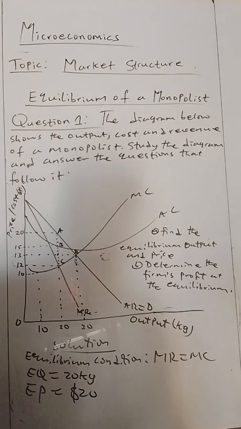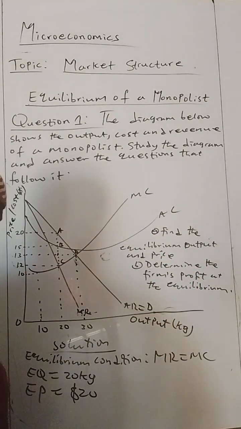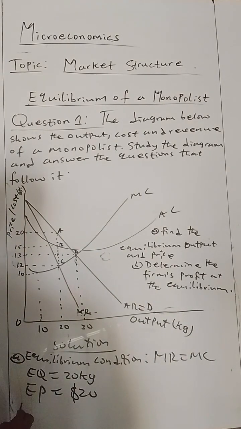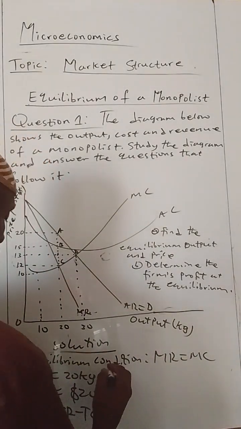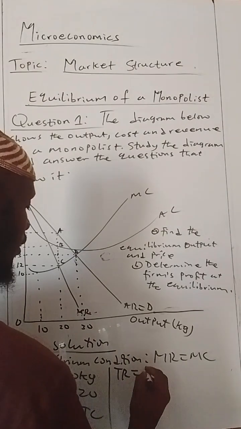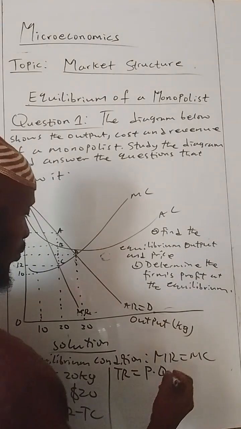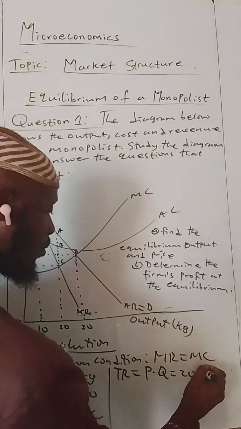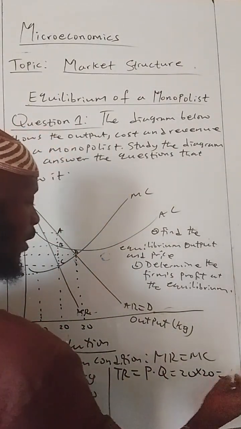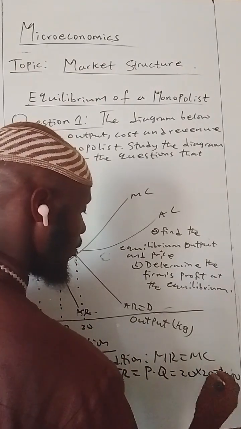Okay. Now we are done with question A. Question B says determine the profit of the firm. Don't forget the formula for profit. The formula for calculating profit is simply total revenue minus total cost. Total revenue generally is the price multiplied by the output. And we know our price and the output. The price here is 20 and the output here is also 20. 20 multiplied by 20, then total revenue is equal to 400 US dollars.